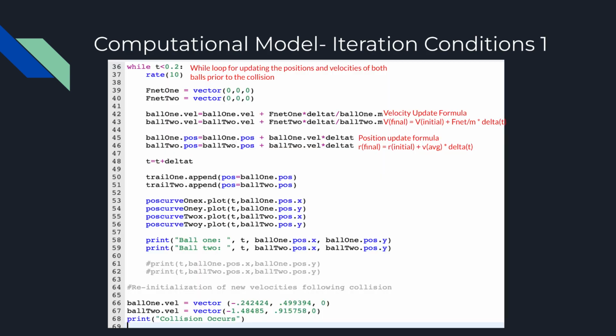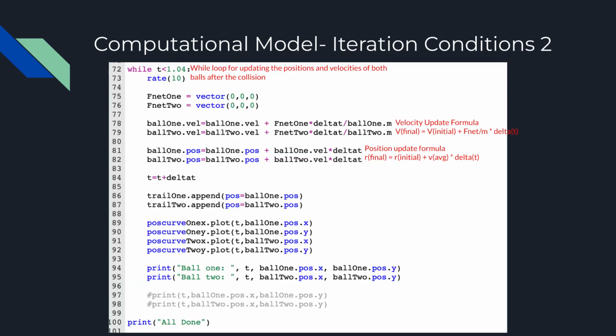Here are the iteration conditions for the first while loop, which is just updating the position and velocity prior to the collision. And then I inputted the velocity update formula and the position update formula.